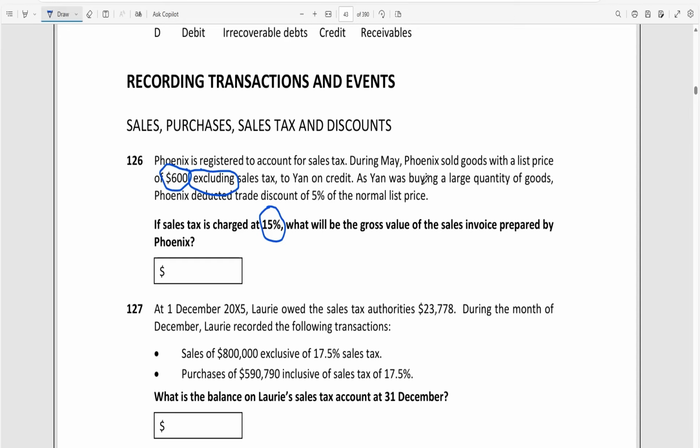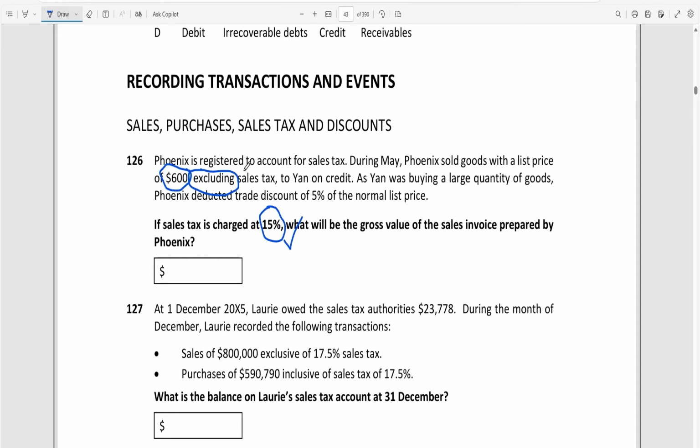So what the scenario is, Phoenix is registered for sales tax, and basically sales tax means you can say input tax, output tax. During May, Phoenix sold goods with a list price of 600, and this is excluding the sales tax, to Yan on credit. As Yan was buying a large quantity of goods, he or she gets a 5% discount on the normal list price. So the first mistake students make is regarding the sales tax. So first, please check what sales tax is given in the question.